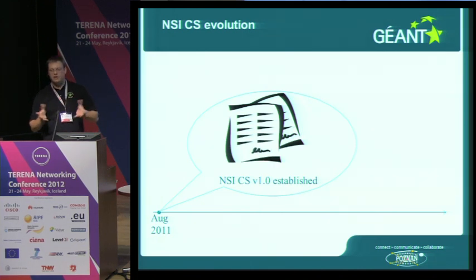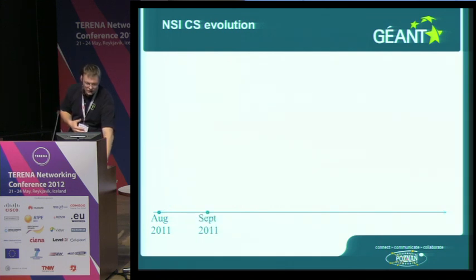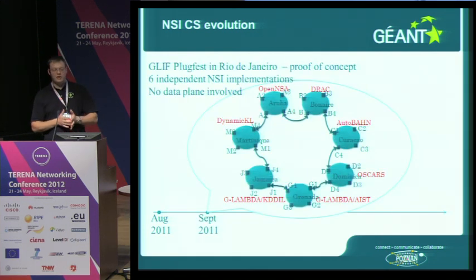A short view on the history of the NSI connection service. The first version of the protocol, the connection service protocol version 1.0, was released in August 2011. So actually it's just a couple of months ago from now. In September 2011, so actually one month later, we have six independent implementations of the NSI protocol that were operating on different network management tools, deployed operationally in different domains.